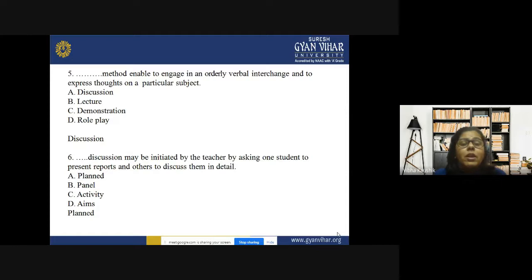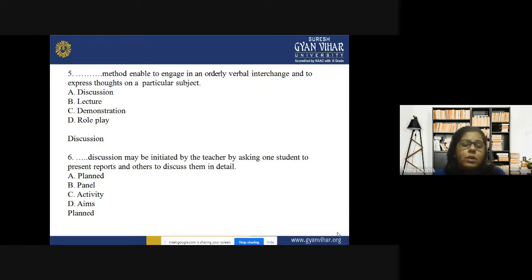Now the fifth one: dash methods enable students to engage in an orderly verbal interchange and express thoughts on a particular subject. Now the options are A, discussion; B, lecture; C, demonstration; or D, role play. So the correct answer is option A, that is the discussion method.